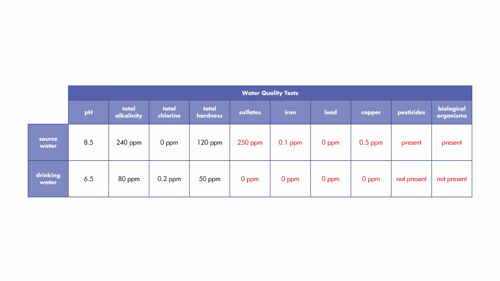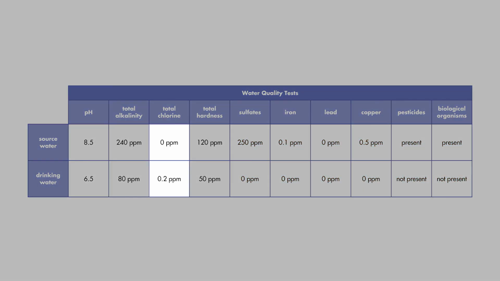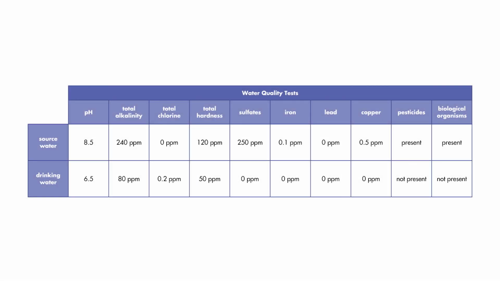However, our drinking water contains one contaminant not found in the source water. The drinking water contains chloride ions. This indicates that chlorine is fighting biological organisms in the water, which is also beneficial. From these test results, we can conclude that drinking water contains fewer harmful contaminants, so it is better for our bodies than the source water directly from the river.